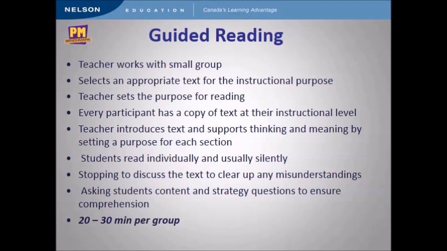In guided reading, the teacher's working with a small group. So usually the group size does not exceed 6. So 5 or 6 students is usually the ideal size for guided reading. The teacher selects an appropriate text for instructional purpose. So again, remembering going back to your PM Benchmark assessment tool, we're talking about a text that is in the instructional range. In other words, a text that the student can read between 90 and 95% accuracy.